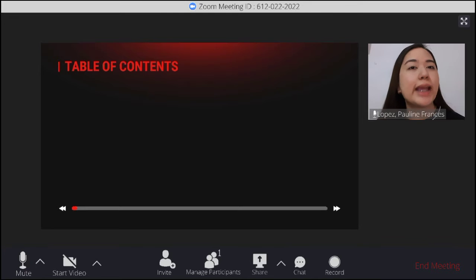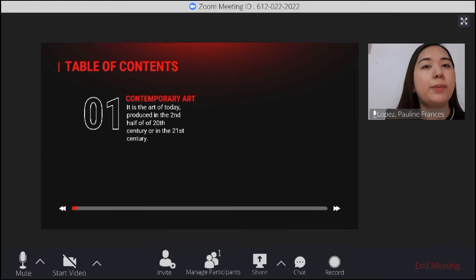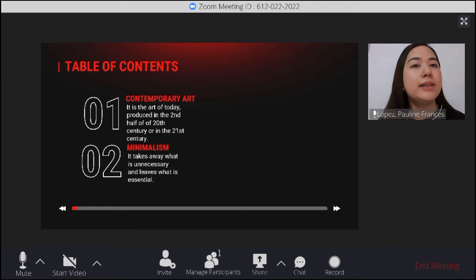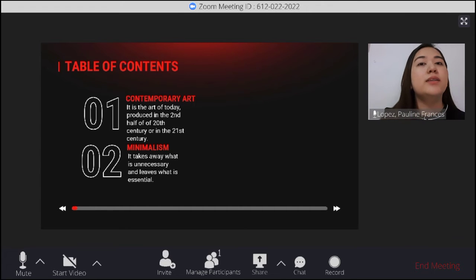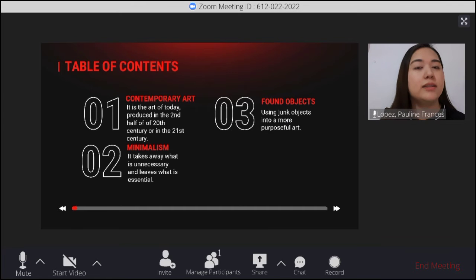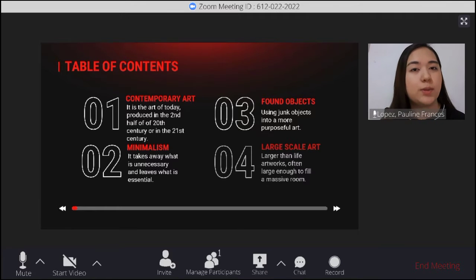Introducing the table of contents. We will be starting off by defining what contemporary art is, followed by defining minimalism as well as providing samples of minimalist artworks. The third and fourth are defining found objects and large-scale art, as well as giving them samples along with the names of the artists. As we go on to the next slides, every artwork and its history will be discussed along with a short description of each.